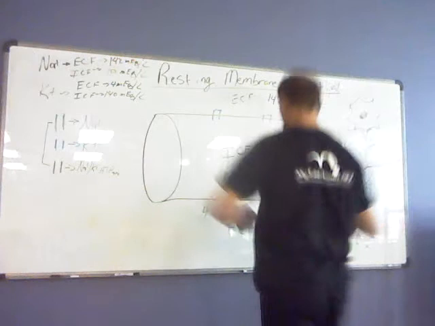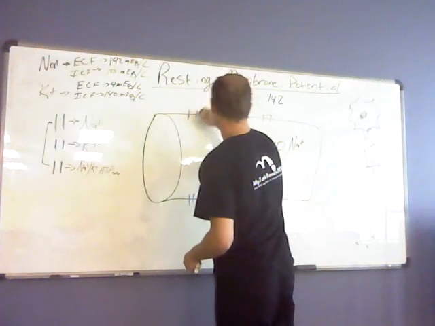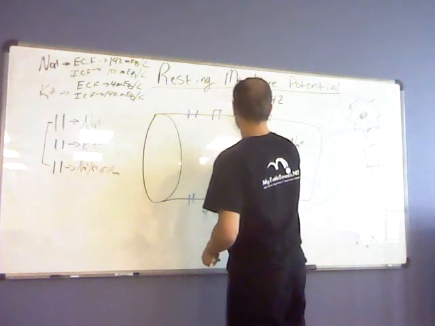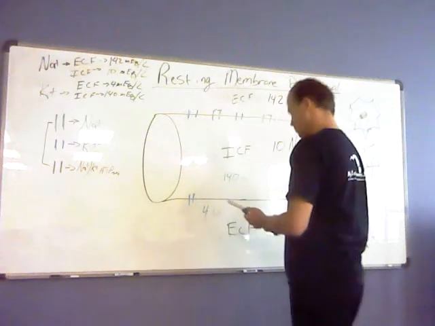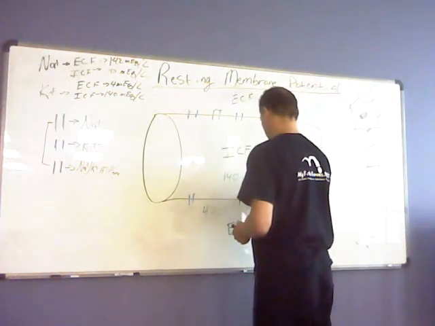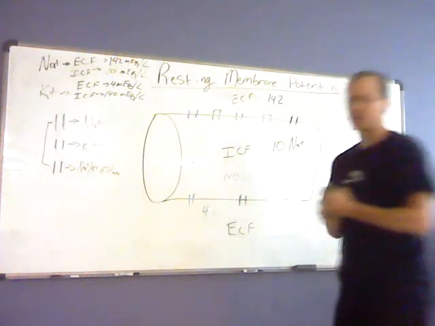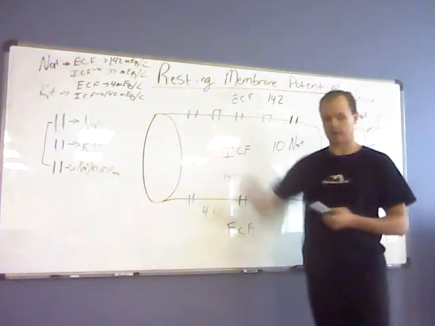Okay, so there are going to be potassium gates, and then there are going to be sodium-potassium pumps. These are found all over the place along the axon.